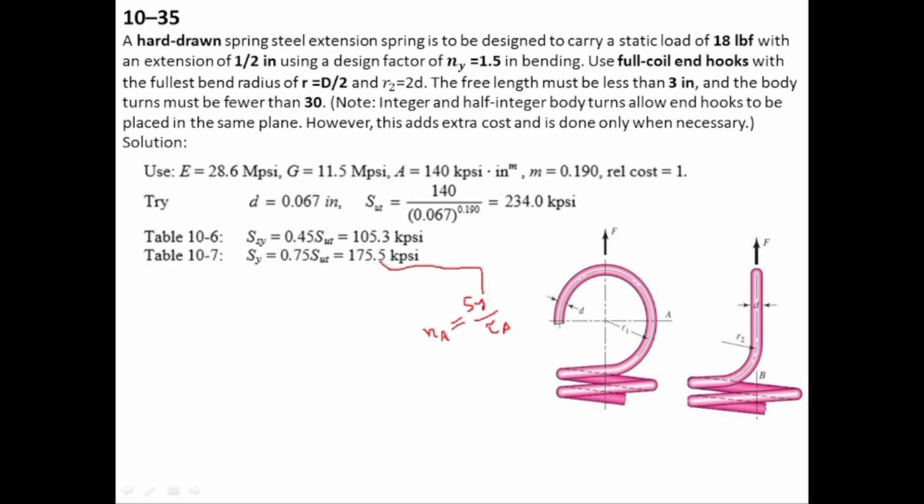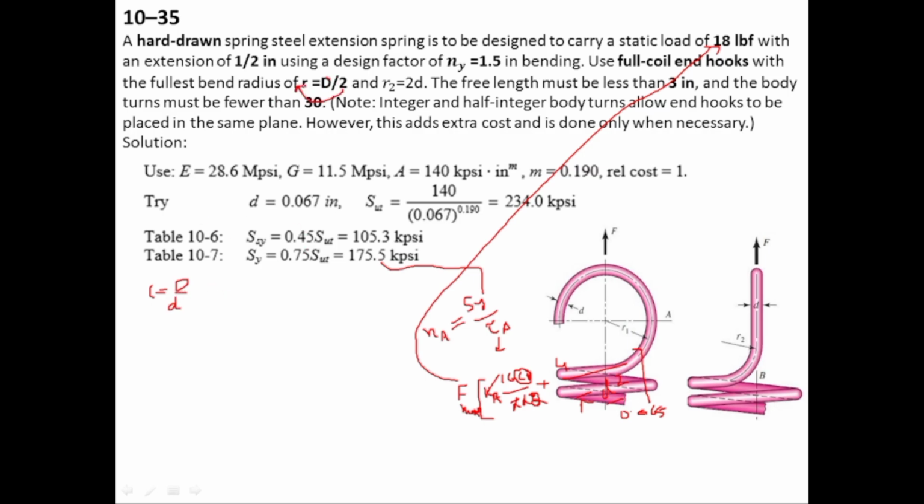Sy value is this one, and sigma A is equal to F max times [(K)a times 16C divided by pi d squared plus 4 divided by pi d squared]. This wire diameter d is equal to 0.067 inches and F max is 18 lbf. This C and Ka value needs to be found out, and C is equal to mean coil diameter divided by wire diameter, as R1 is equal to mean coil diameter divided by 2.